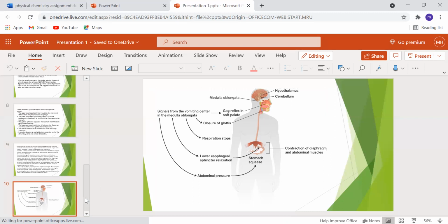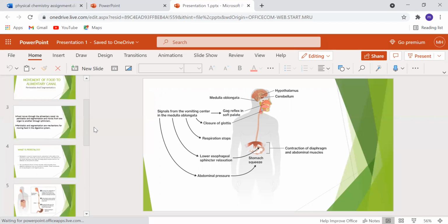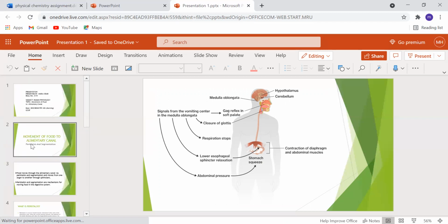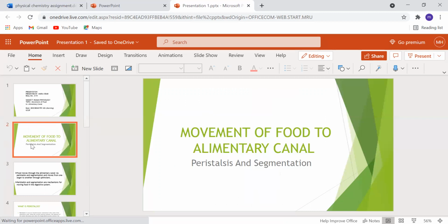So that was the movement of food to alimentary canal. The two important processes in digestion are peristalsis and segmentation.